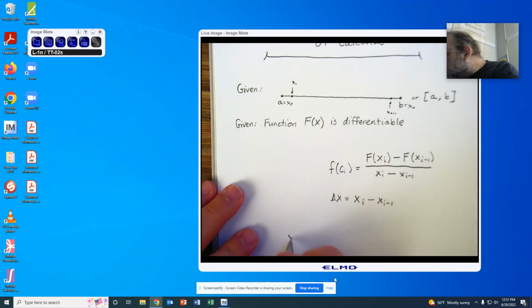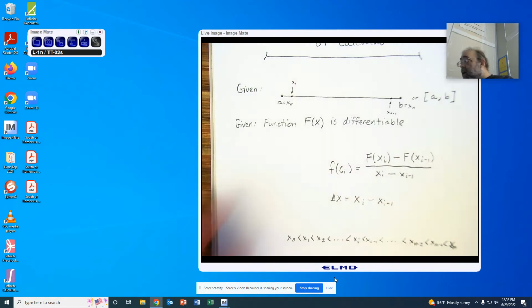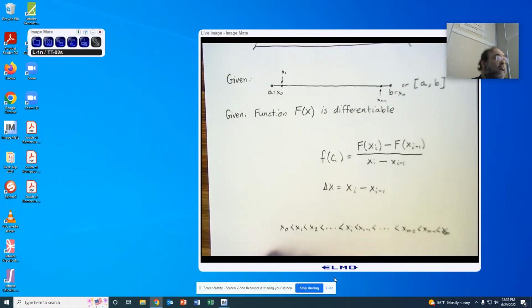And that is that x sub 0 is less than x sub 1, is less than x sub 2, and so on, all the way until we get to x sub I minus 1, x sub I, and then continue all the way to the end where we have our x sub n minus 2, x sub n minus 1, and x sub n. Now, we can all agree that that's our number one.